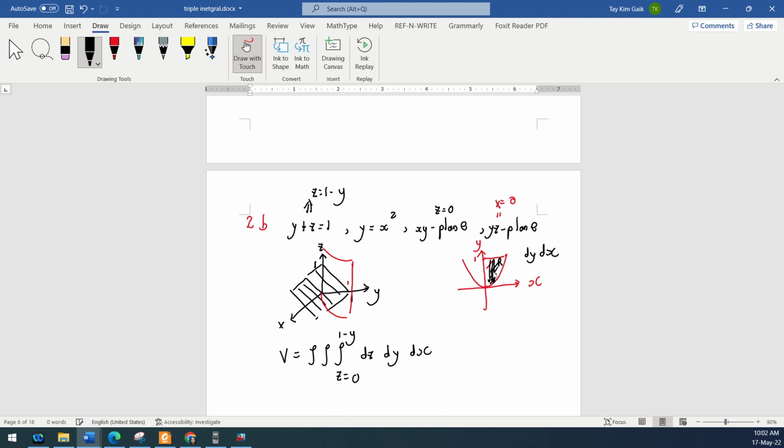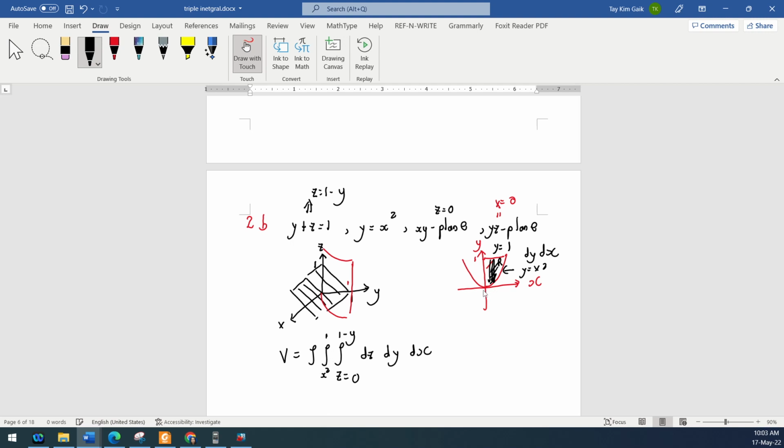So from the region R, y from the parabola, which is y equal to x squared, the lower curve, until y equal to 1. Okay, how do I get y equal to 1? From y plus z equal to 1. So when z is 0, y is 1. So I get y from x squared until 1.